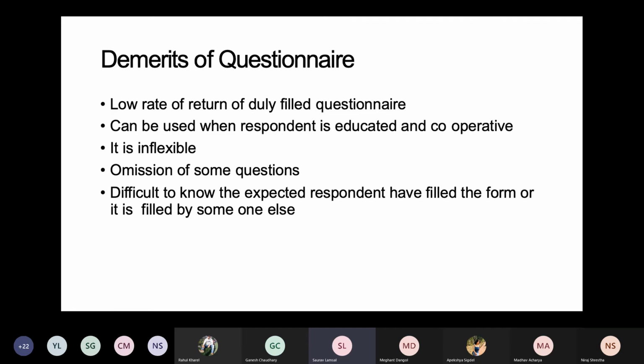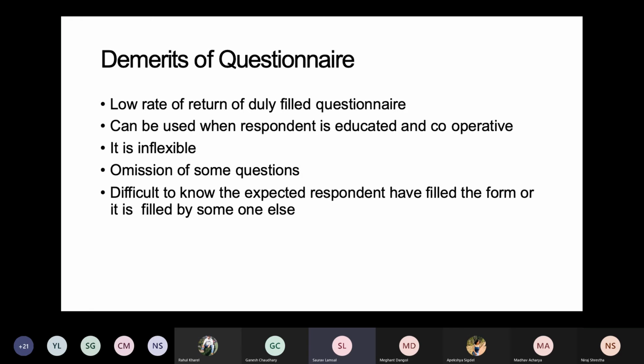That is the demerit, because you are emailing the participant, but the participant might not respond, or only responds partially. So that is one demerit, and it lies within the questionnaire, and it can be used when the respondent is educated and cooperative. Okay, so for certain levels only the questionnaire is meant to be used, as we have discussed. Those who are able to understand your question, we can only ask questions to those participants. So that is one demerit.